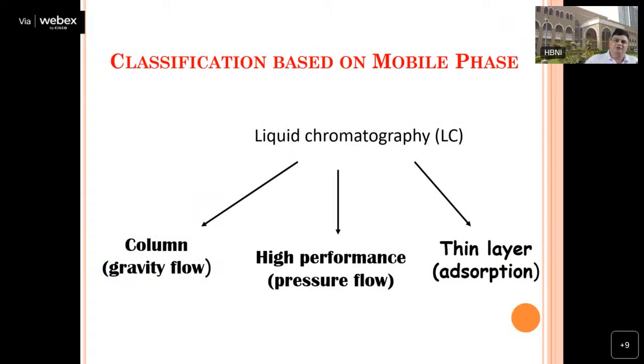Okay, then the classification based on the mobile phase: liquid chromatography. Liquid chromatography is a column technique which works on the principle of gravity flow. Then high performance is nothing but pressure flow, because HPLC means high pressure liquid chromatography. Then we will have an example of categorization of thin layer, which is based on the adsorption process.